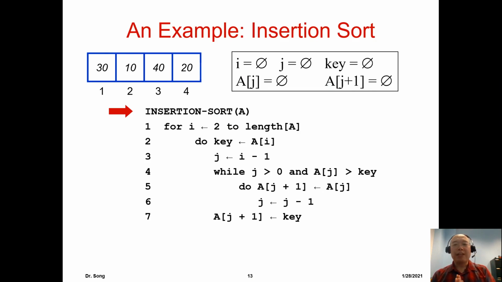Okay, let's continue our insertion sort. And we want to work on an example. The example is 30, 10, 40, and 20. This is an unsorted list, and we want to sort that in place.